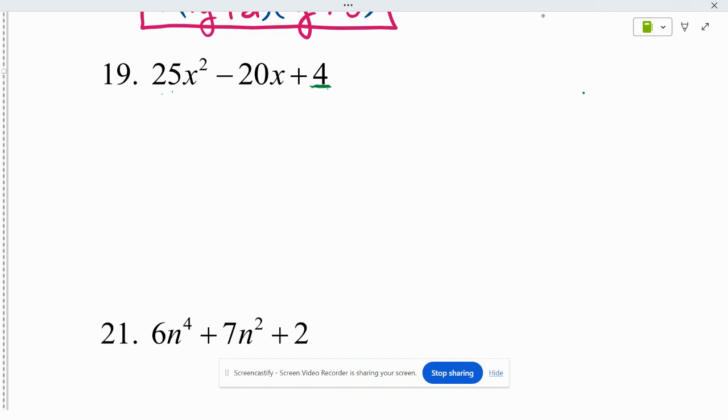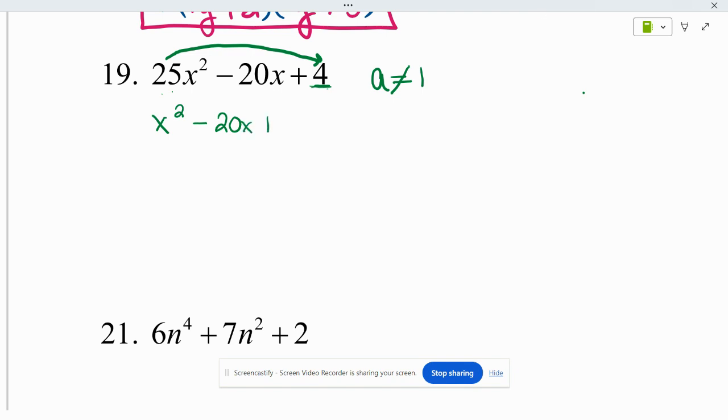Okay. So does A equal 1? No. So what method do you want to use? Do you want to use the box or do you want to use slide and divide? Slide and divide. Okay. You're up, girl. What do I do first? You got it. 25 times 4. So that gives me x squared minus 20x plus 100.